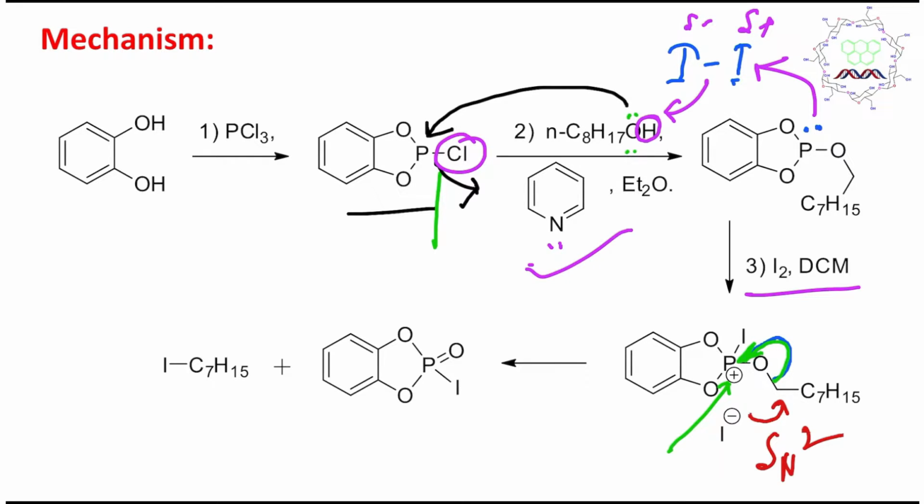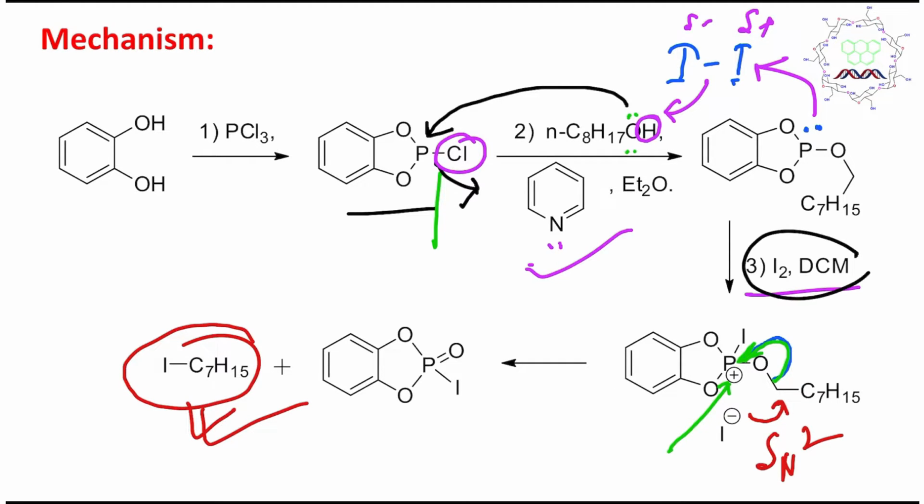So in this way it will produce this phosphorus derivative, I'll say phosphorus in the plus 5 oxidation state, and this alkyl iodide. So it could be a very good method to convert this phosphite ester, meaning alcohol, into the corresponding alkyl iodide using iodine directly in DCM.